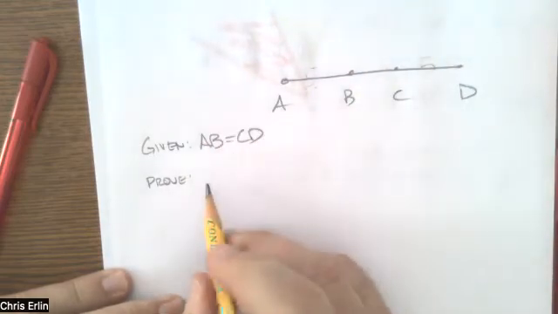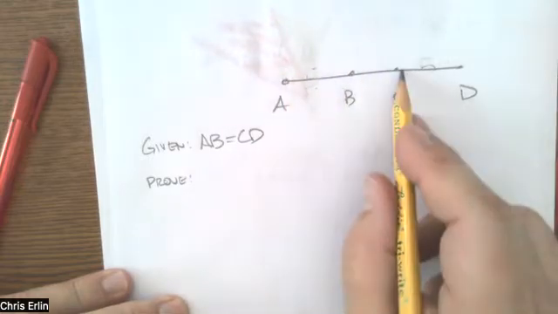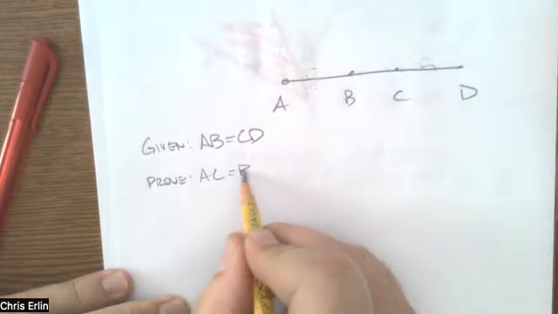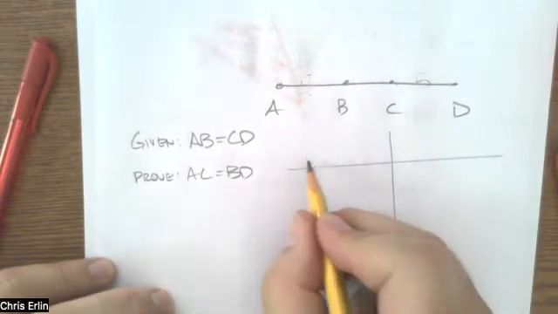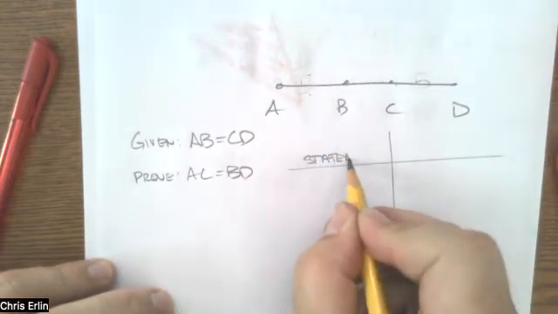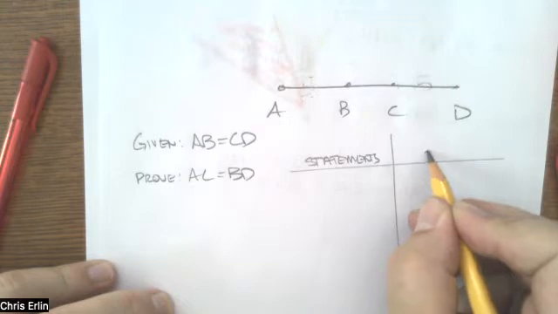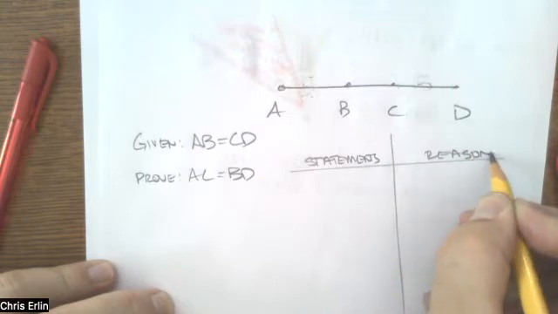Good. AB equals CD. What am I going to try to prove? AC equals BD. And again, I'm doing a 2-column proof. So my statements go here. My reasons go here. What's my first statement going to be?